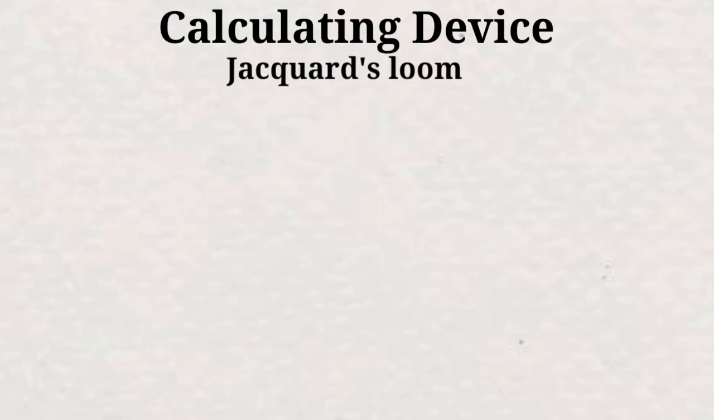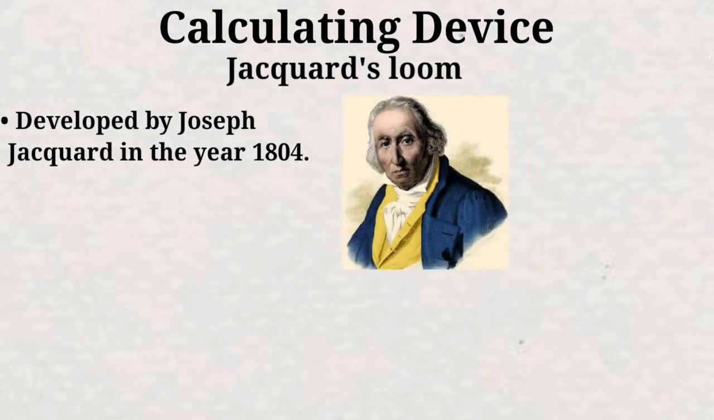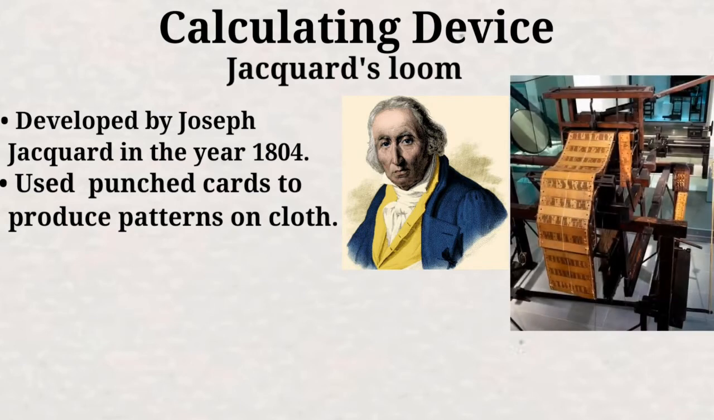After Pascal's adding machine, the next calculating device is Jacquard's loom. Jacquard's loom was developed by Joseph Jacquard. This device was developed in the year 1804. Jacquard's loom used punched cards to produce patterns on cloth. Students, as you can see in the picture of Jacquard's loom, it has punched cards to produce patterns on clothes. By using punched cards, this device produced patterns on clothes.